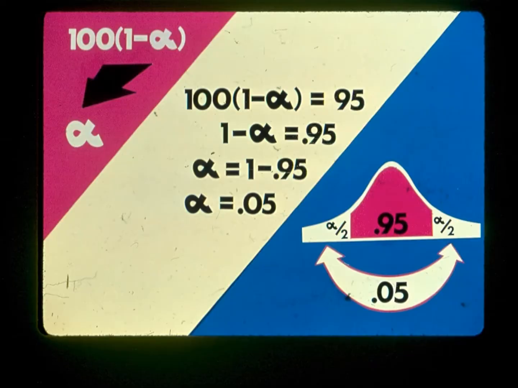To find alpha, recall as shown in the upper left corner that the value of alpha is obtained from the general expression for the confidence level, namely 100 times 1 minus alpha. Thus, for a specified confidence level like 95%, as shown in the center, we set 100(1 minus alpha) equal to 95 and solve for alpha, obtaining alpha equal to 0.05. In the lower right, alpha is illustrated as the combined area in both tails of the distribution and 1/2 alpha in each tail.